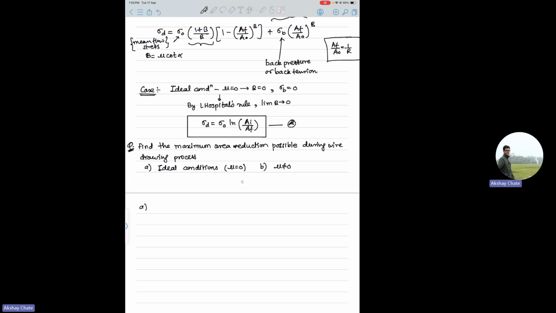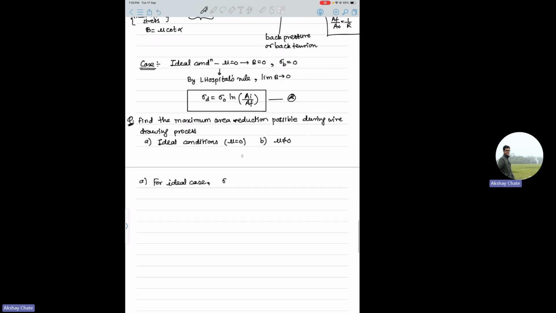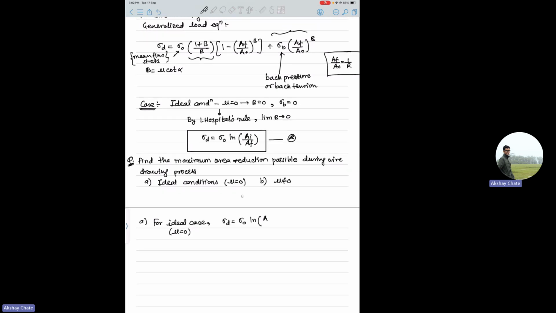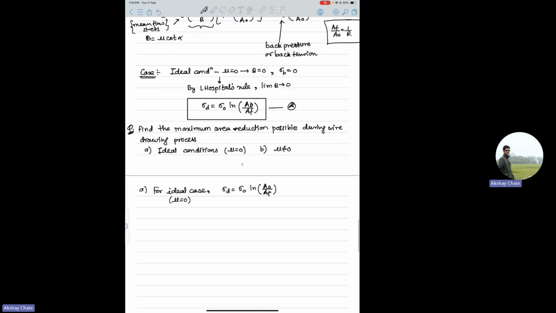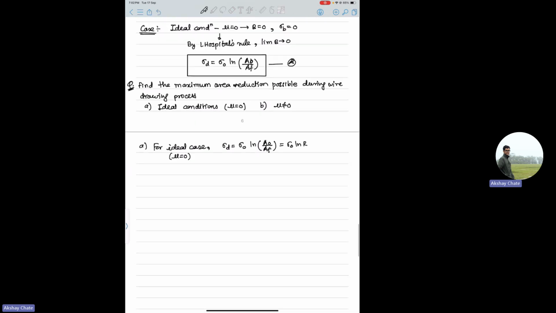So, for the ideal case, sigma d is sigma naught. An ideal case means mu equal to 0. Sigma naught into ln A initial. So, A initial is basically our A0 that we are using. So, A naught by AF. Okay, so this can be written as sigma naught into ln of R. That is also possible, but let's continue.